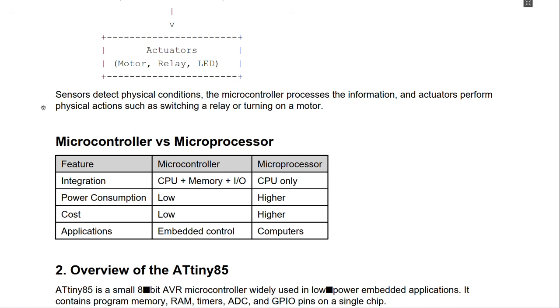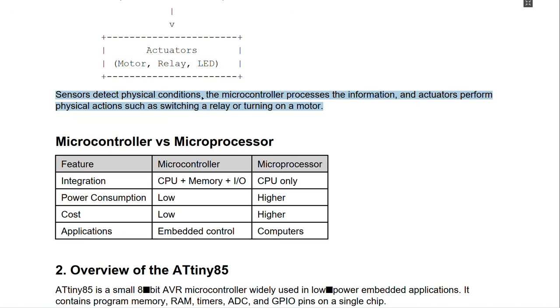So let's talk more about sensors. Sensors detect physical conditions. The microcontroller processes information, and actuators perform physical actions such as switching a relay, turning on a motor or off. So I think this summarizes what I've just been talking about in the last 13 minutes. So this summarizes it very well.